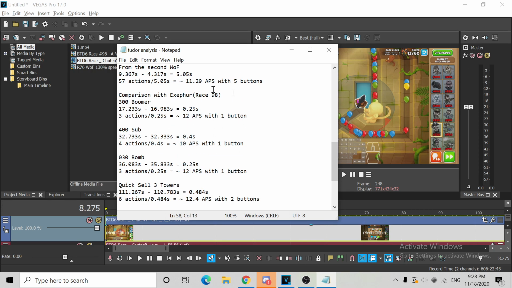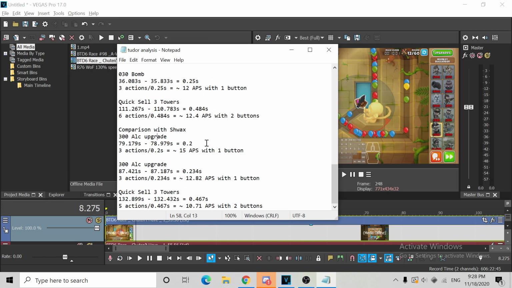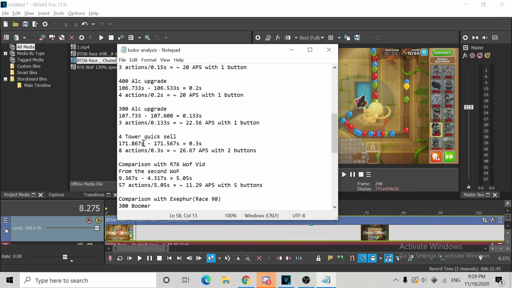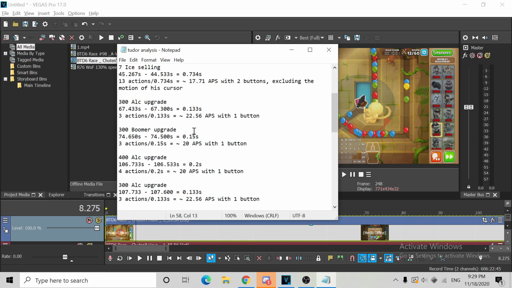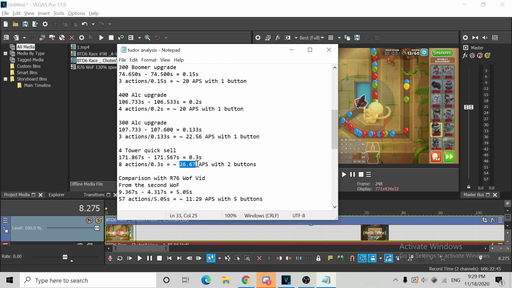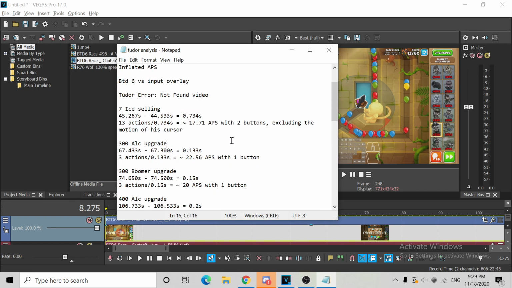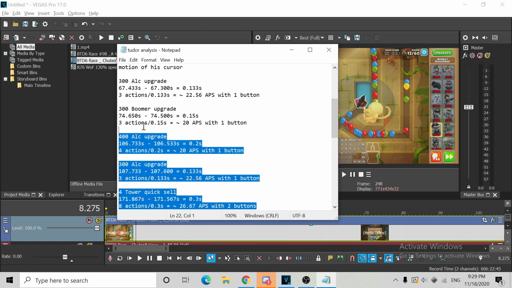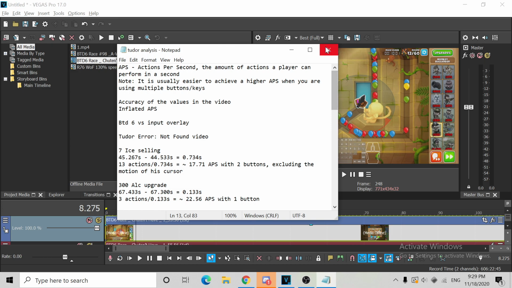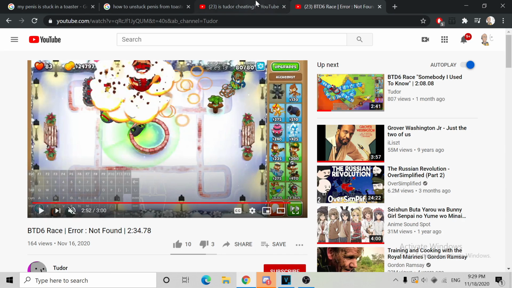Overall, both Xephr and Shoax are averaging around 10 to 15 APS consistently, and Tudor is usually averaging around 18 to sometimes as high as 26. So the micro he's showing in most of his videos is significantly faster compared to Shoax and Xephr. But is he cheating? I don't know. That's really up to you to decide. So yeah, there's that.